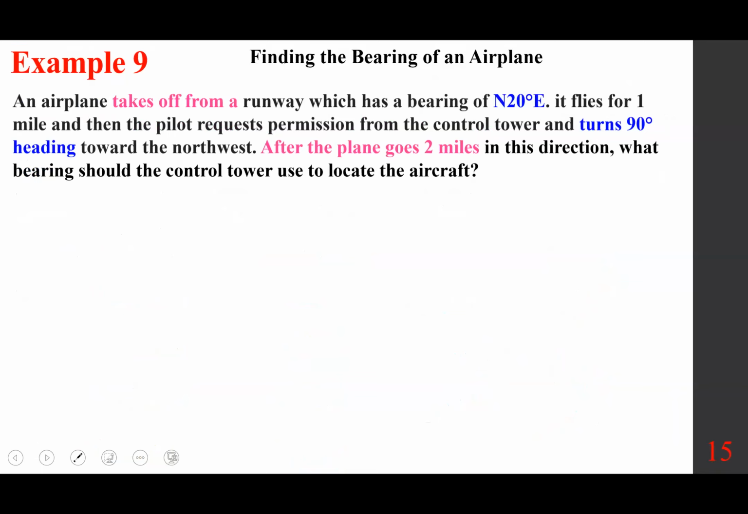Could somebody read this question, please? I can read it if you want. Please. Okay. An airplane takes off from a runway which has a bearing of north 20 degrees east. It flies for 1 mile and then the pilot requests permission from the control tower and turns 90 degrees heading towards the northwest. After the plane goes 2 miles in this direction, what bearing should the control tower use to locate the aircraft? Excellent. So let's draw the setting.